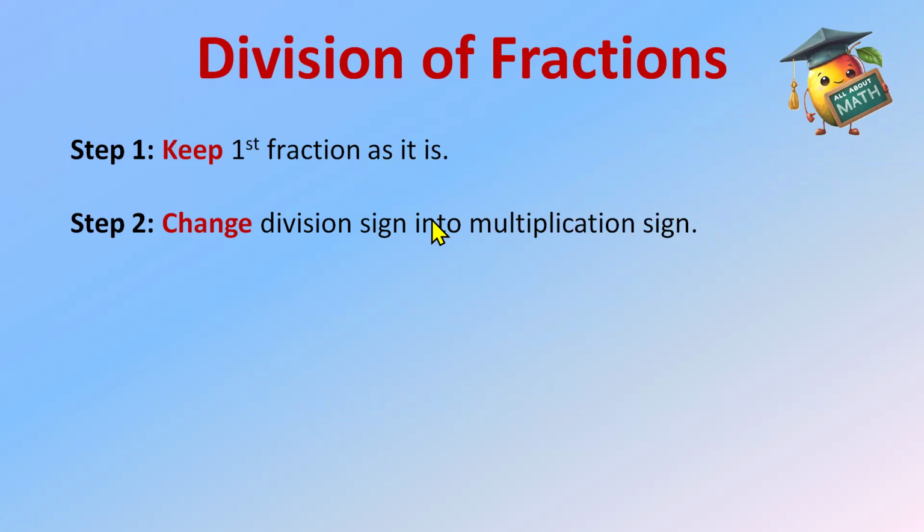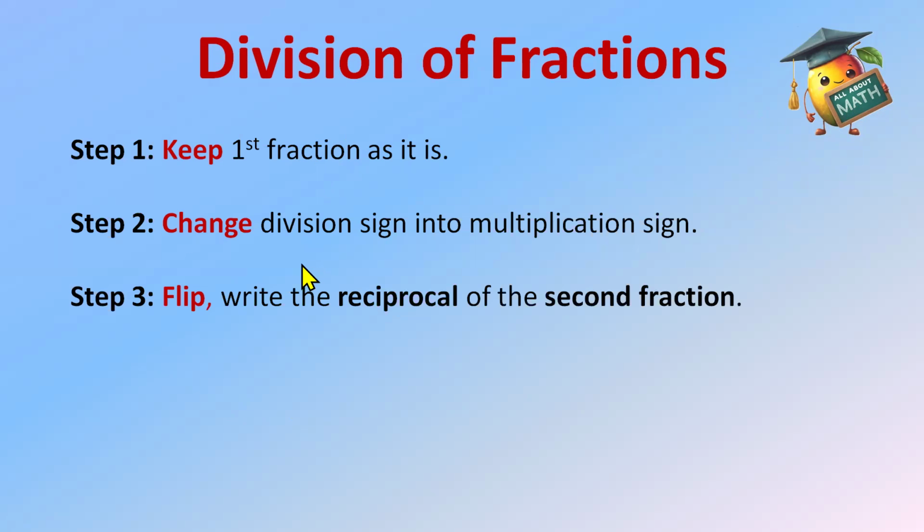Change the division sign into multiplication sign. Now in the question, definitely you'll get the division sign because this is a division question. So you're going to change the sign of division into multiplication. After that, the other fraction, flip, or you can say write the reciprocal of the second fraction. The second fraction, you have to take the reciprocal. That's why we have done the reciprocal before doing the division of fractions. You should know what is reciprocal or what is flip. Flip means you're just going to interchange the numerator and denominator of the second fraction given in the question.